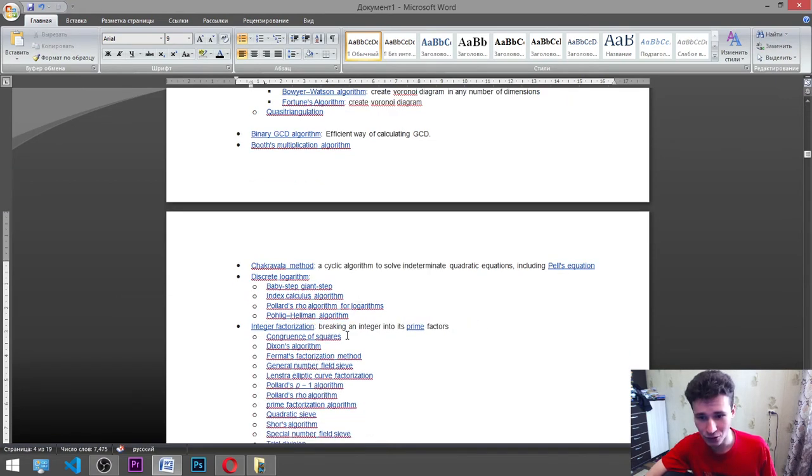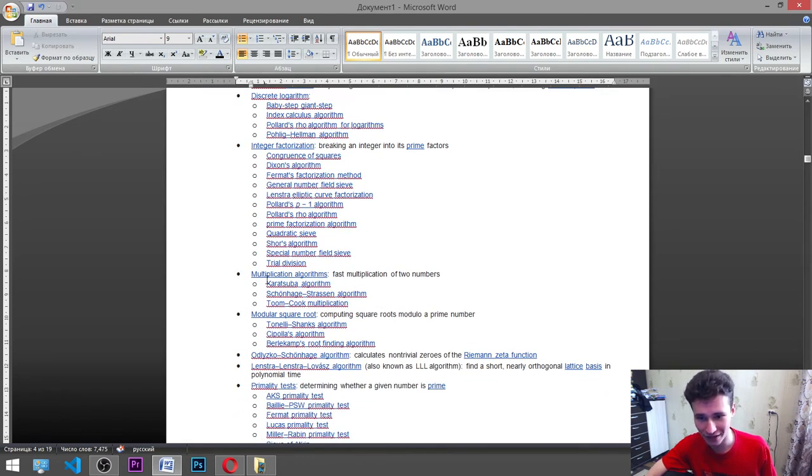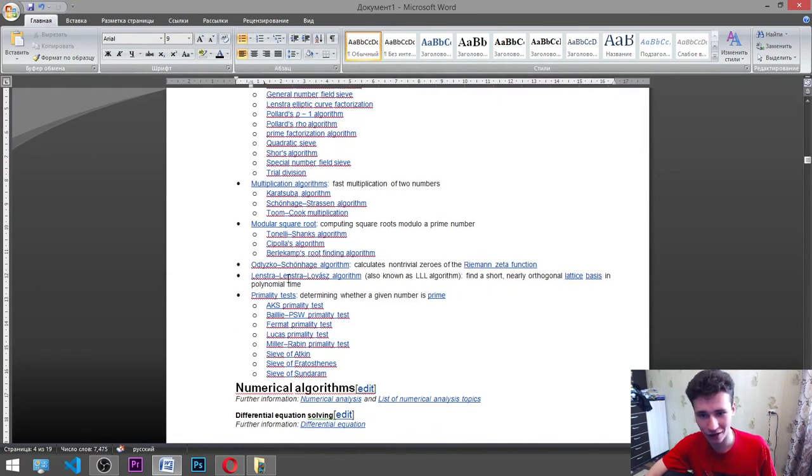Extended, yes, we know. Integer factorization, yes, so we know, we need to learn more about them. And multiplication algorithm, modulo square, yes, modulo square, a lot of new things.